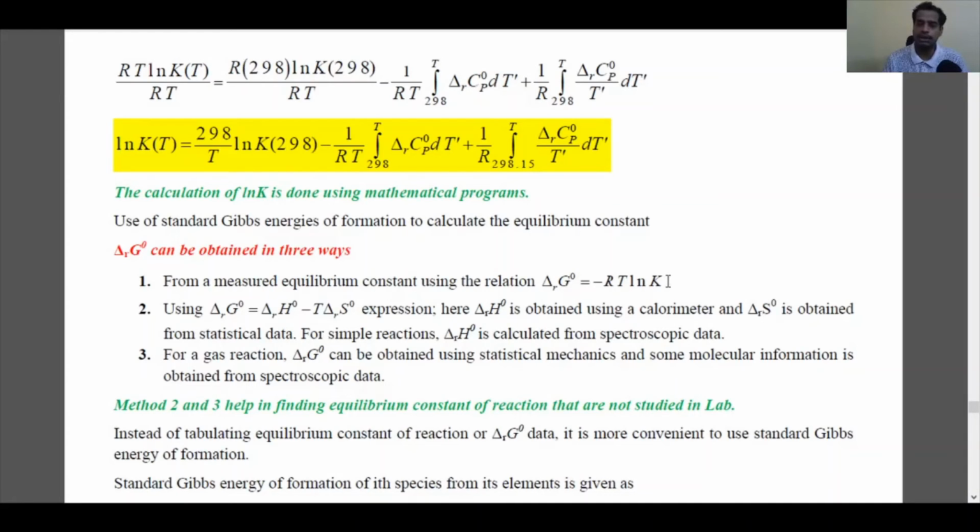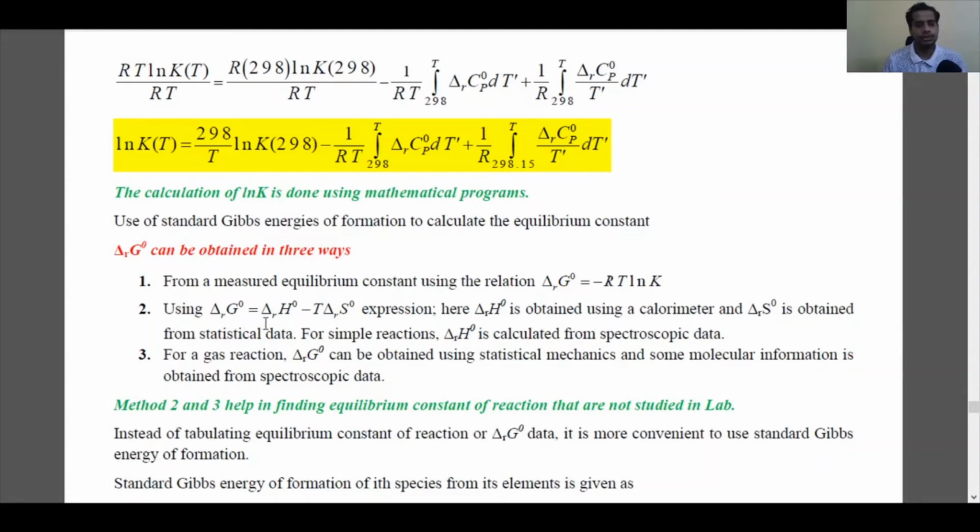If we know the equilibrium constant value, then using the expression minus RT ln K, we can find out the reaction Gibbs energy at standard state. That is the first method or first procedure to obtain delta R G0. The second procedure to obtain delta R G0 is using the formula delta R H0 minus T delta R S0. If we use this formula, we can also find out the reaction Gibbs energy at standard state.